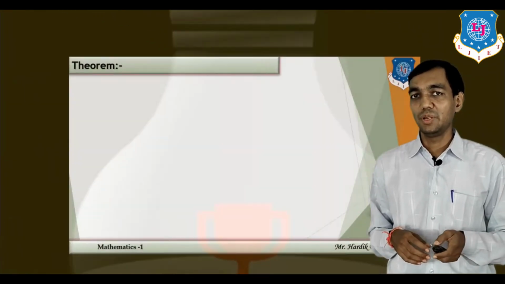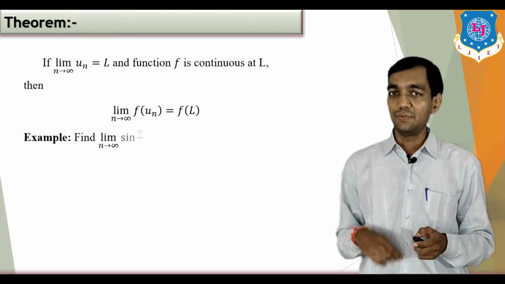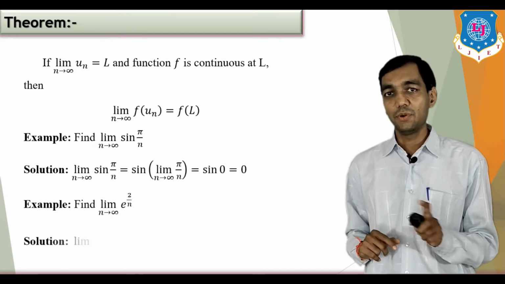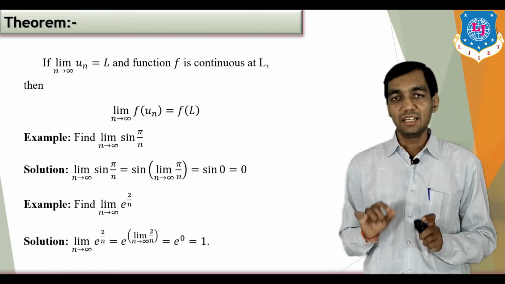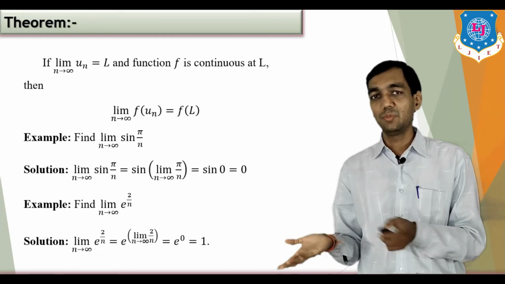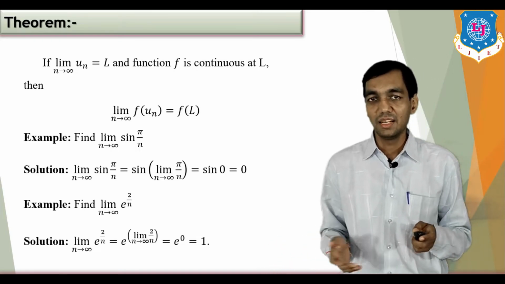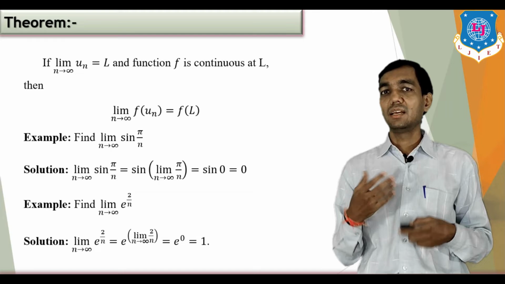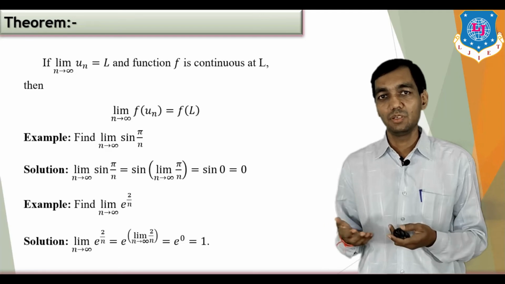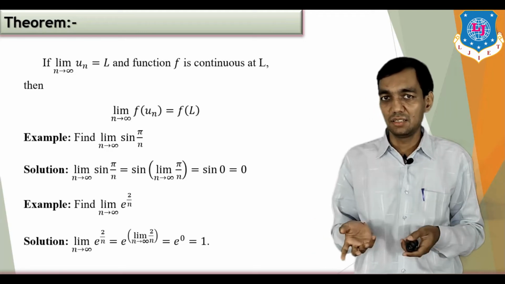In the same manner, the second limit theorem is: if limit of u_n is equal to capital L and f is a continuous function at L, then the limit n tends to infinity f of u_n is nothing but f of L. That means if you have a continuous function and your sequence is inside it, then the limit can be interchanged between inside and outside of the continuous function. You have already learned that for a simple function, and here we are going to extend it to a sequence. The sine function, cosine function, log, exponential: in all of them you have applied the limit, which goes inside the function.